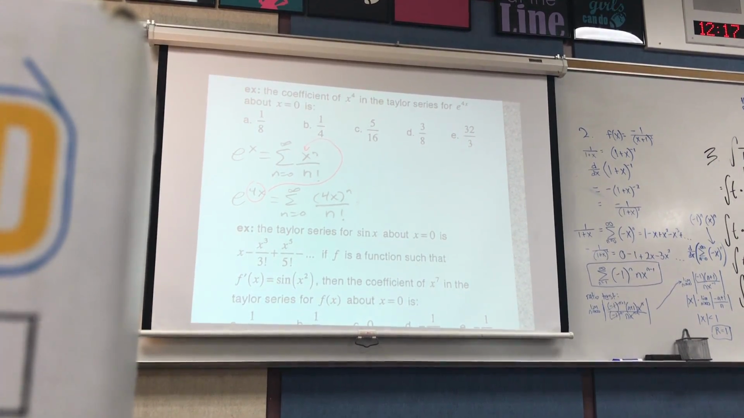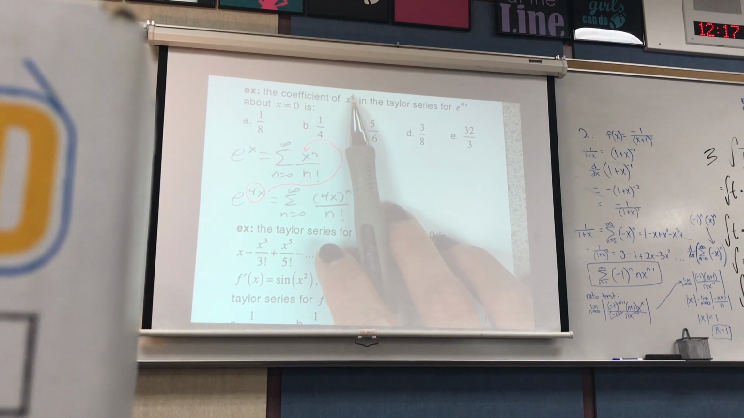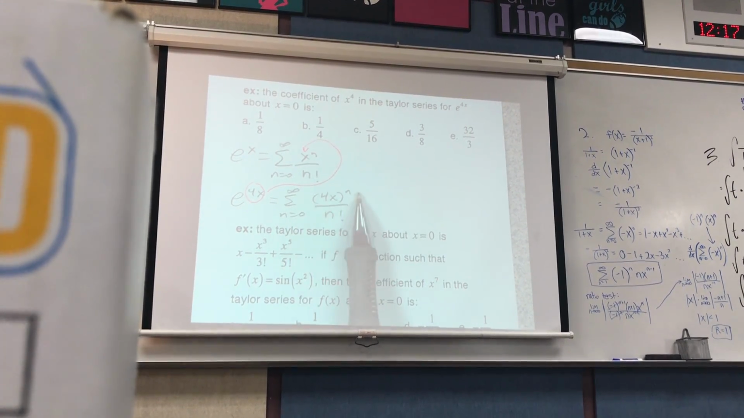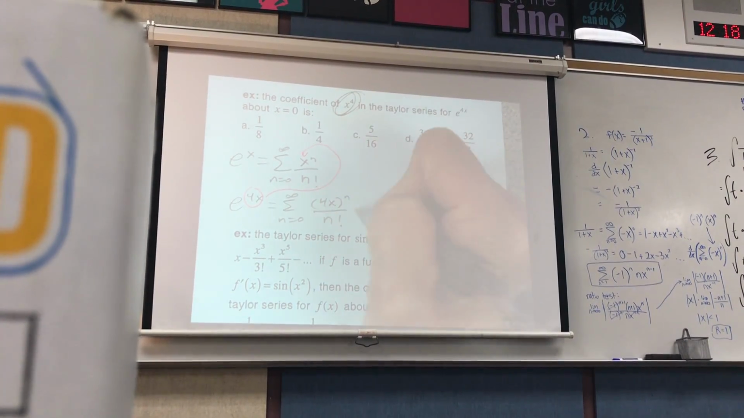Okay, guys, it wanted the coefficient of x to the 4th. So which one would we need when we plugged in 0, 1, 2, 3, or 4? Does that make sense? It wants x to the 4th. So we're just going to shortcut, dot, dot, dot, and then go straight to the 4.